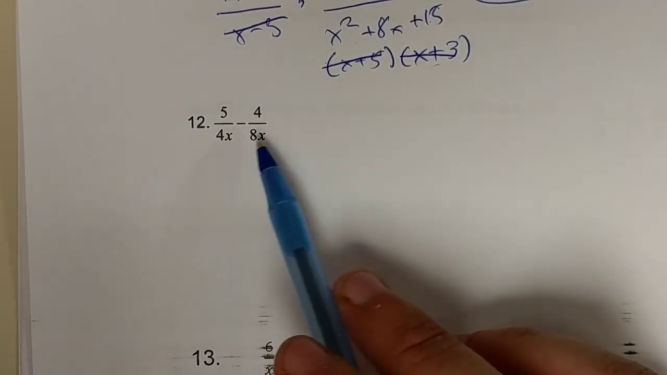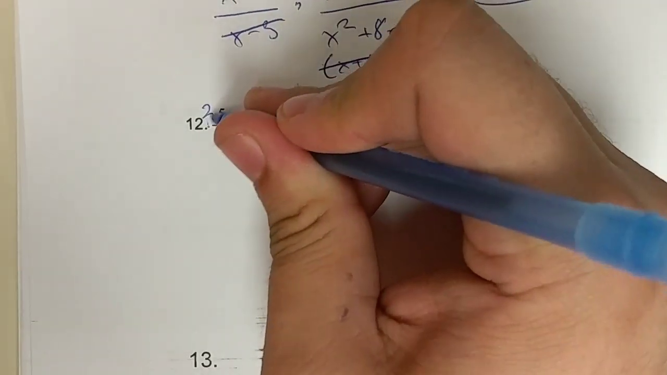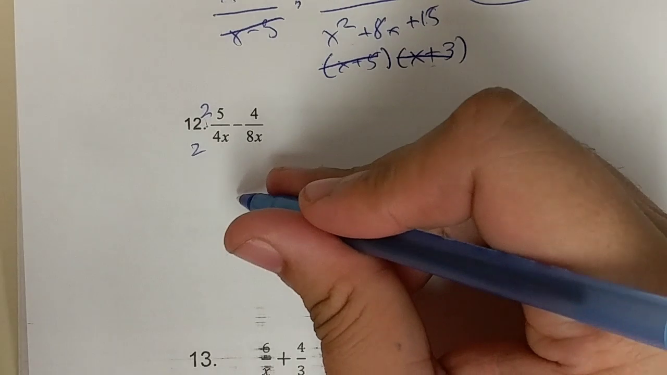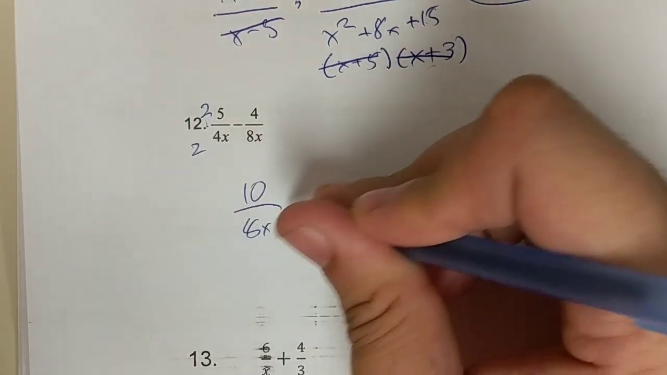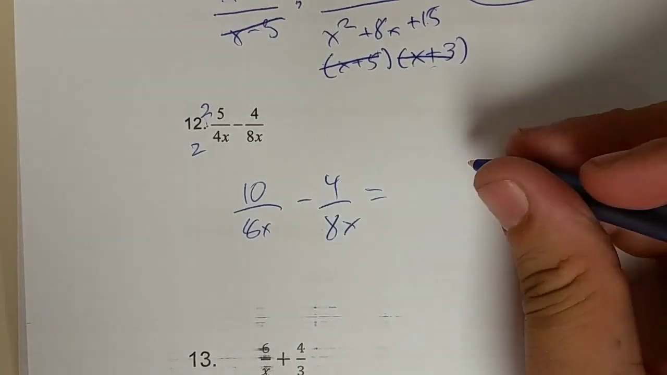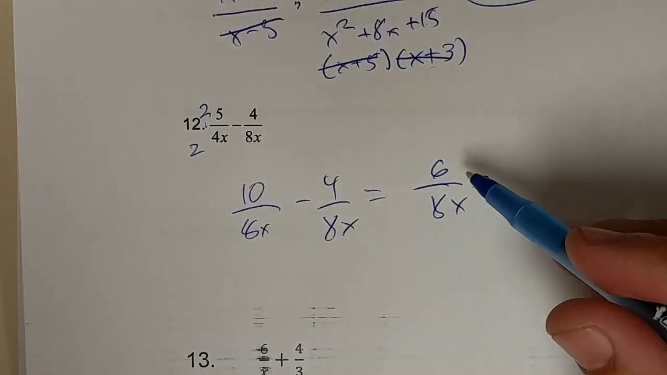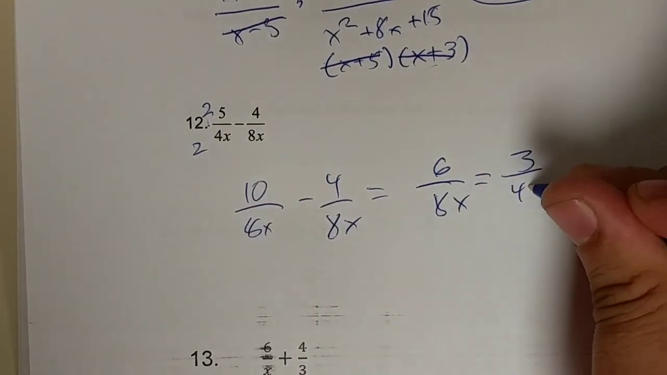To change this 4x and 8x to match, 4 has to become 8, so I'm going to multiply this left one by 2. So that's 10 over 8x minus 4 over 8x. 10 minus 4 is 6 over 8x. Now, I could simplify this to 3 over 4x.